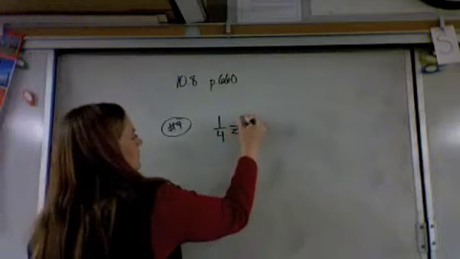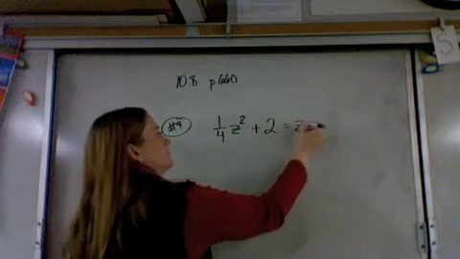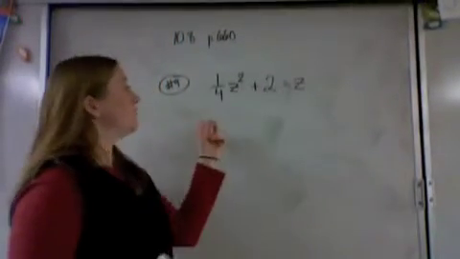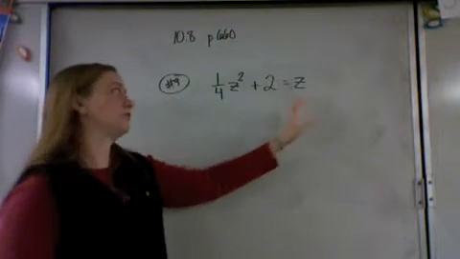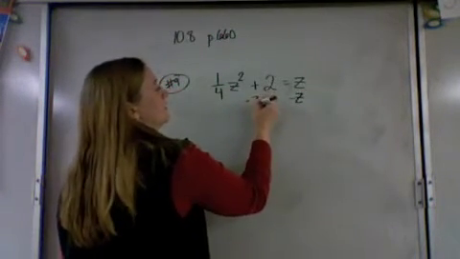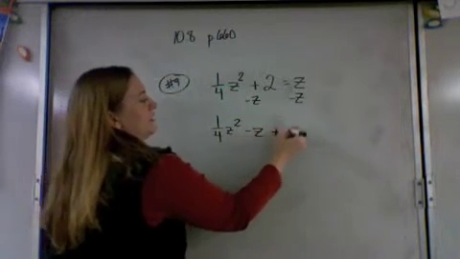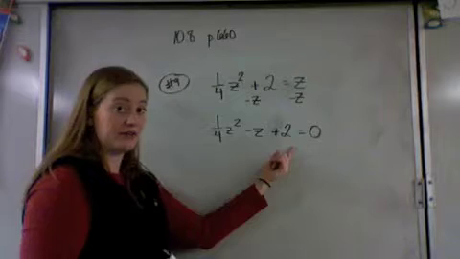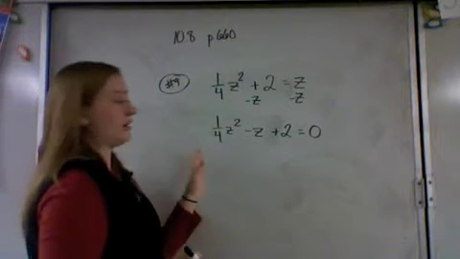Number 9 says 1/4 z squared plus 2 equals z. Okay, and I wanted to show you this one because I want to remind you that the only way we know what the a, b, and c values are is to first set it equal to 0. This is not equal to 0. So the first step here is to subtract z on both sides. Now we have 1/4 z squared minus z plus 2 equals 0. Now we have an a, b, and c value. Okay, so we can plug these into the discriminant to find out how many solutions there are to this equation.